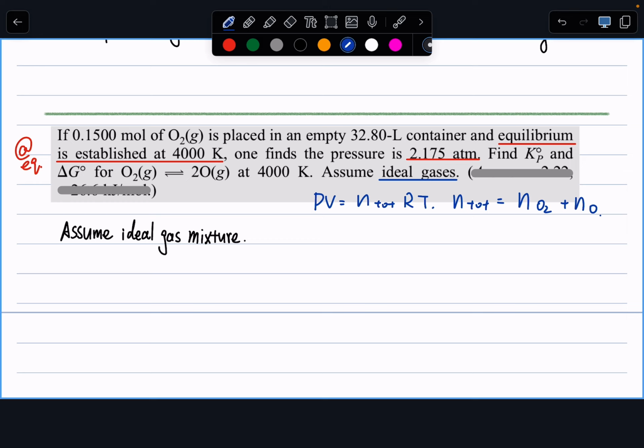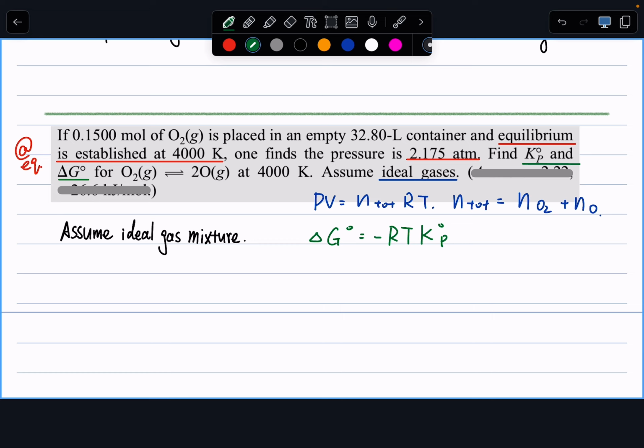And looking at it, what we're looking for is Kp naught and delta G naught. And we also have a relationship that links these two together. Right, so we have our delta G naught equals negative RT ln Kp naught. All right, and now we want to ask ourselves a question. Which one should I start first, right? Should I calculate Kp naught first or delta G naught first?